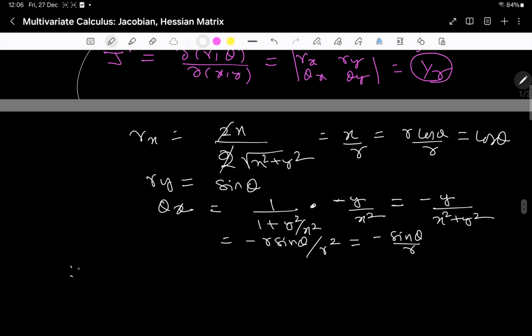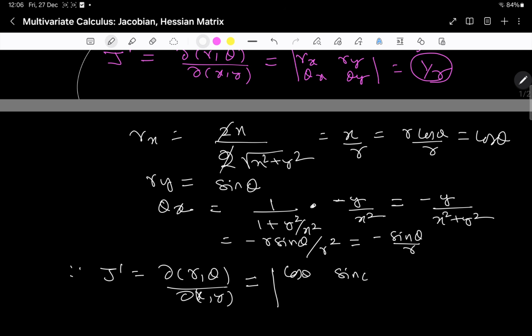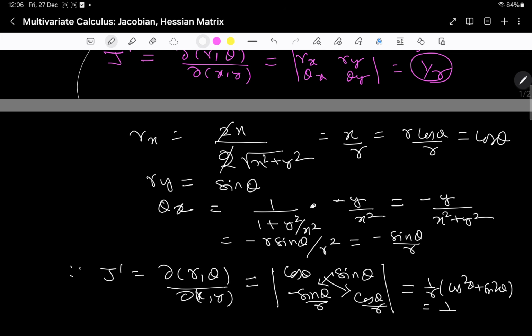Therefore J dash in this case is del r theta by del xy. It is the determinant of r_x, which is cos theta, r_y, which is sin theta, and theta_x, which is minus sin theta by r. Likewise, theta_y will be cos theta by r. Now if you find the determinant, this into this minus this into this, it is 1 by r times cos square theta plus sin square theta, which is 1 by r.